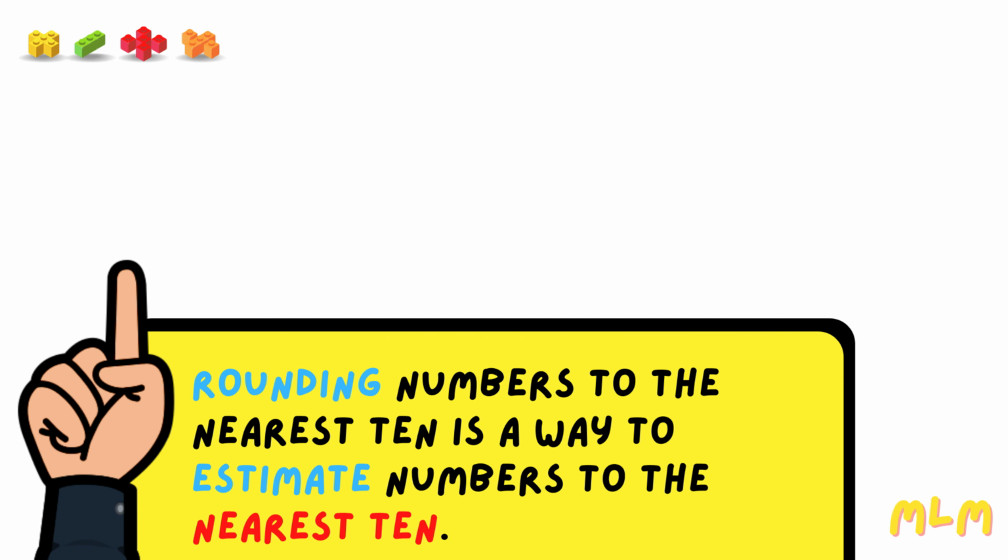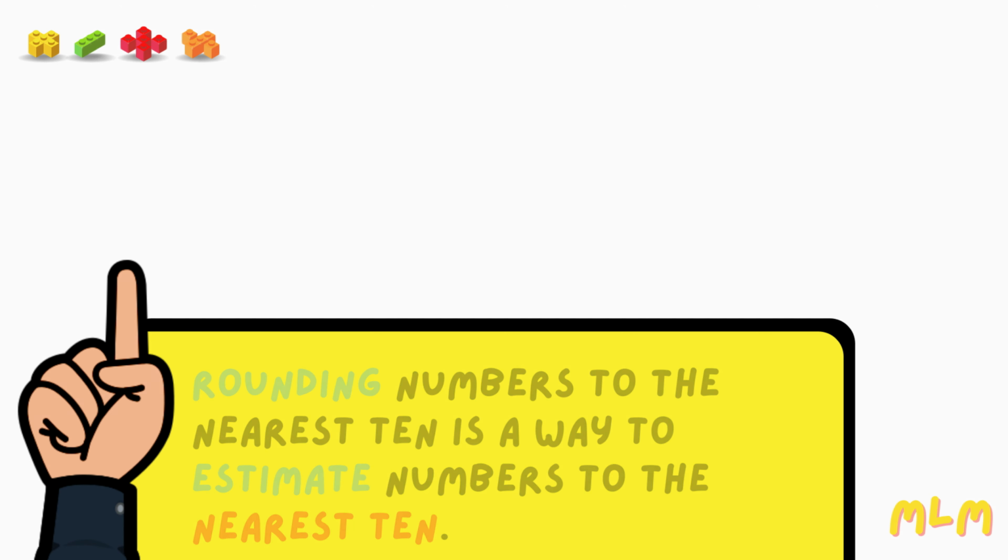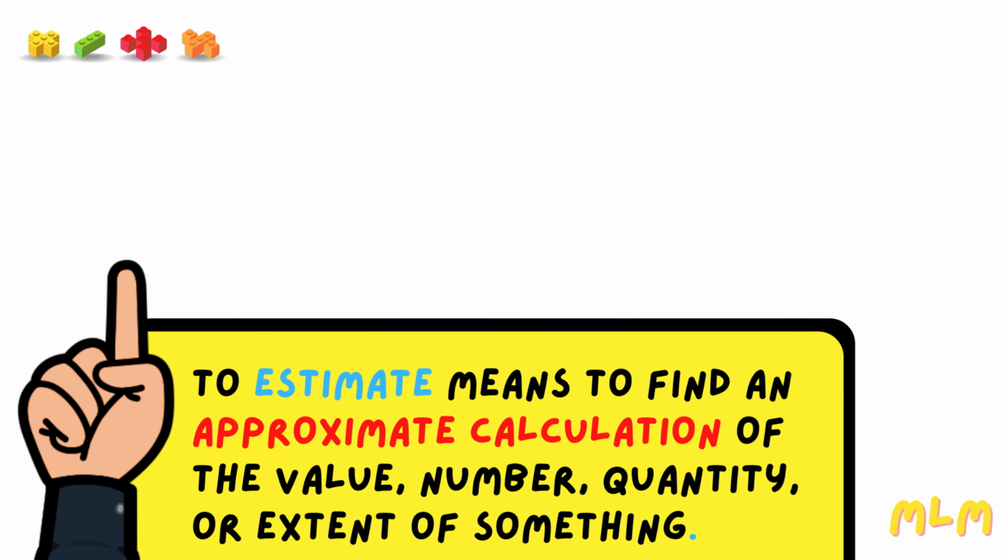Rounding numbers to the nearest 10 is a way to estimate numbers to the nearest 10. To estimate means to find an approximate calculation of the value, number, quantity, or extent of something. Let's try the following examples.